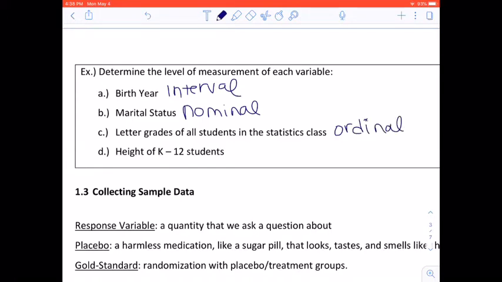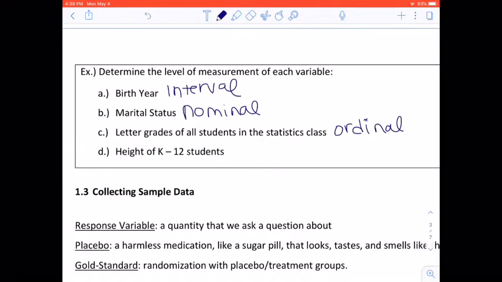Heights of K through 12 students. So for this one, everything starts out as nominal. Ordinal, you can put the heights of these students, yes, in order and it makes sense from smallest to largest, largest to smallest, or any of those ways. Interval, let's just make an easy example and say a student is 6 feet tall and another student is 3 feet tall. So if I were to subtract those, I would have 6 minus 3, so that is a 3-foot difference, and that makes sense.